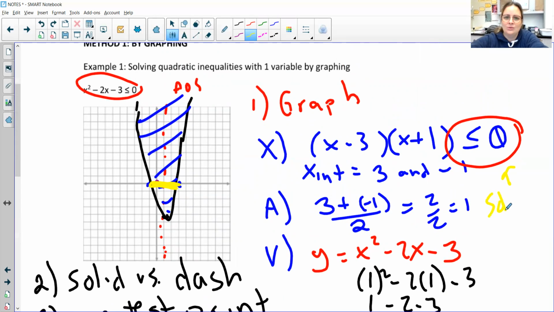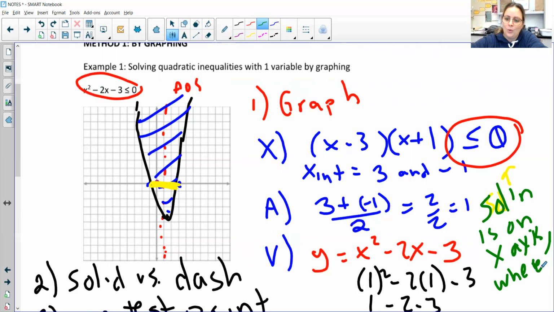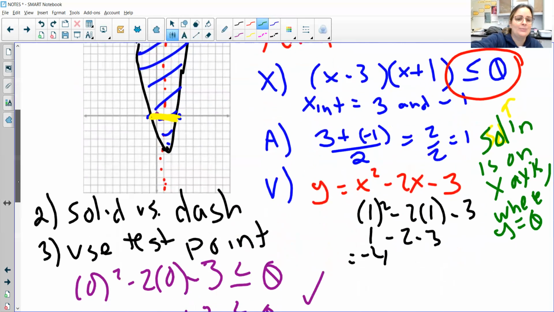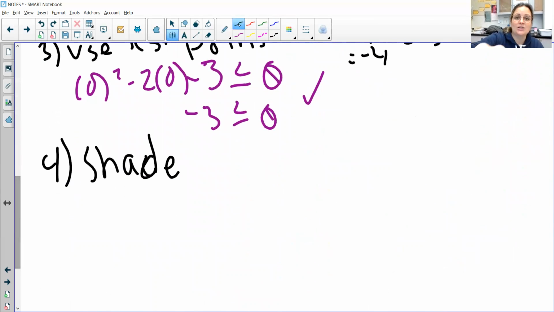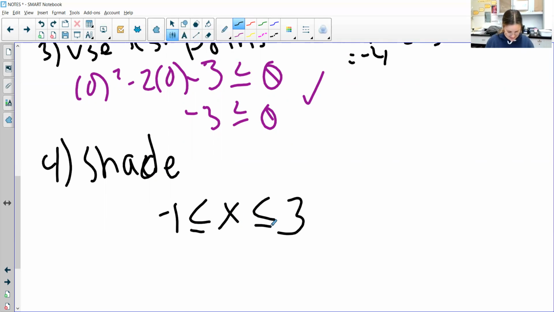So the solution, ooh, that's not a good color to use, blends in too much. Solution is on the x-axis because that's where y equals 0. So instead of being anywhere in that blue shaded area, the solution is only in the blue shaded area that is where the x-axis is. And that's between the two x-intercepts. So the x-intercepts were at 3 and at -1, and x was in between them. And it could also be equal to them. So this is the solution.